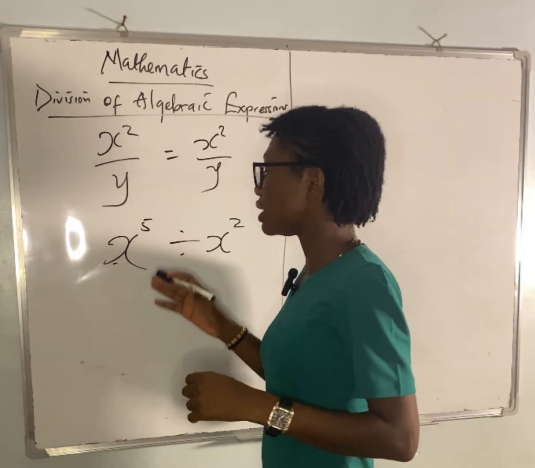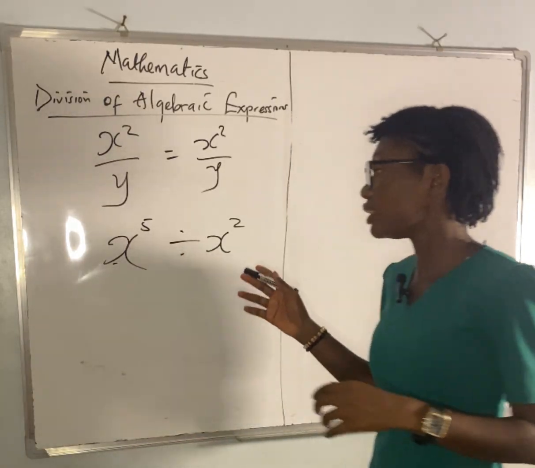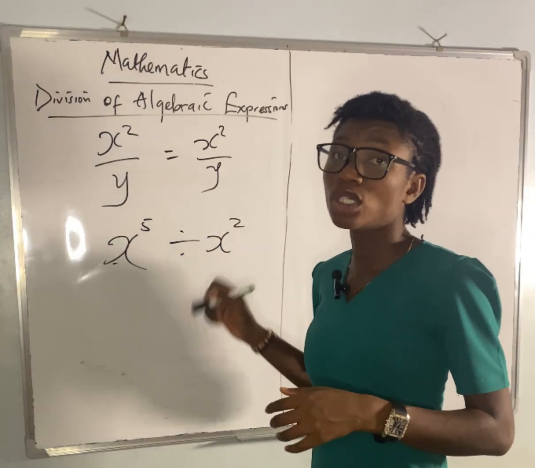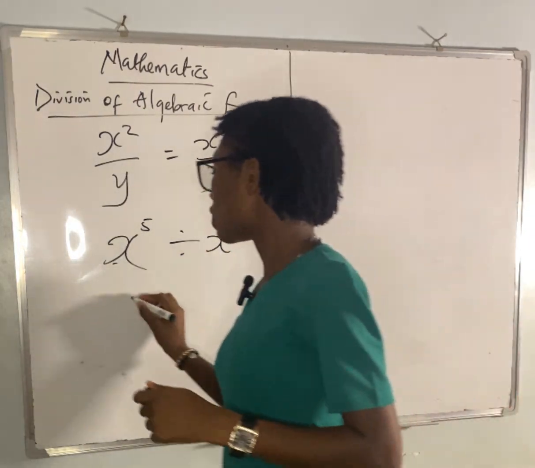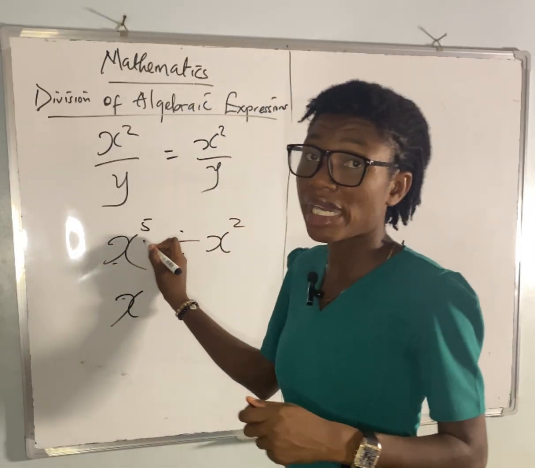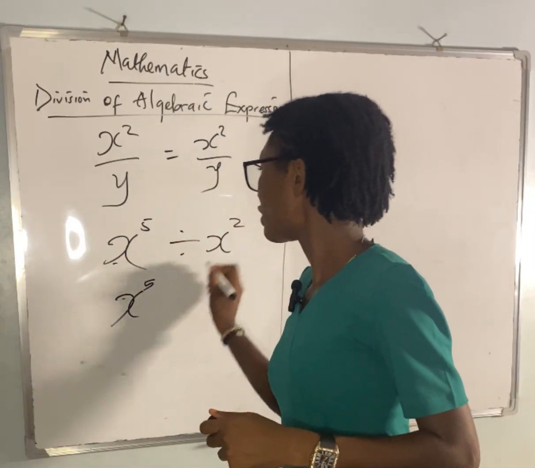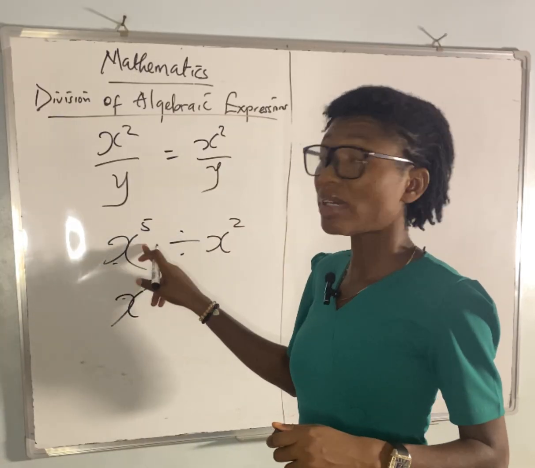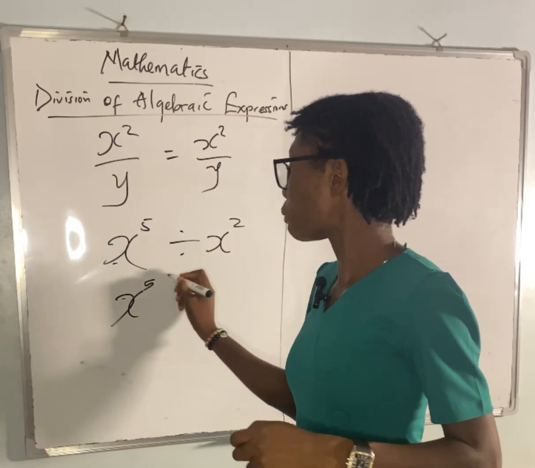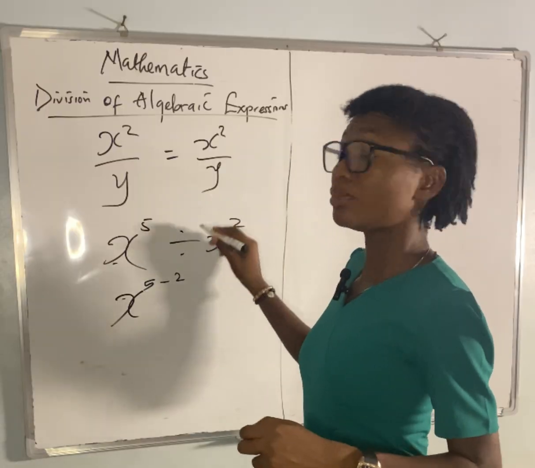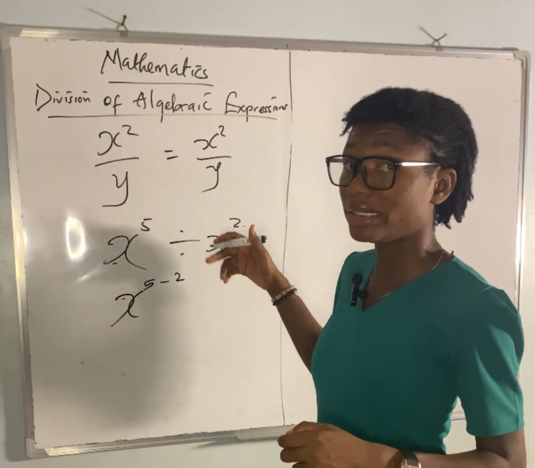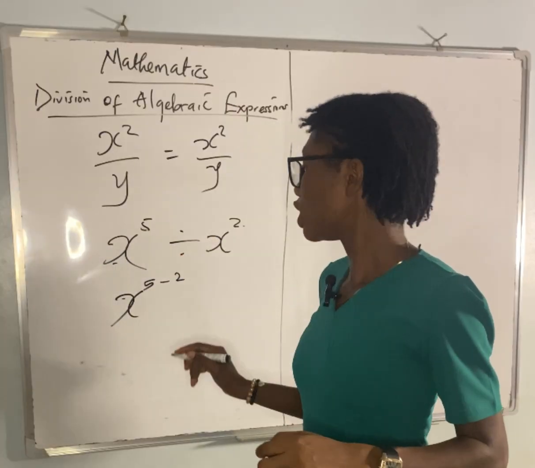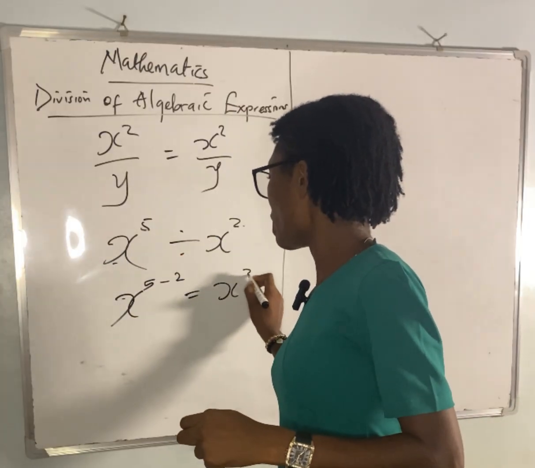Now let's assume this is x raised to power 5 and we are dividing this by x raised to power 2. Because the bases are the same, we can subtract the power. We are subtracting the power of the divider from the divided, that is 5 minus 2. This second term is dividing the first, so we subtract this power from the first power to give us x raised to power 3.